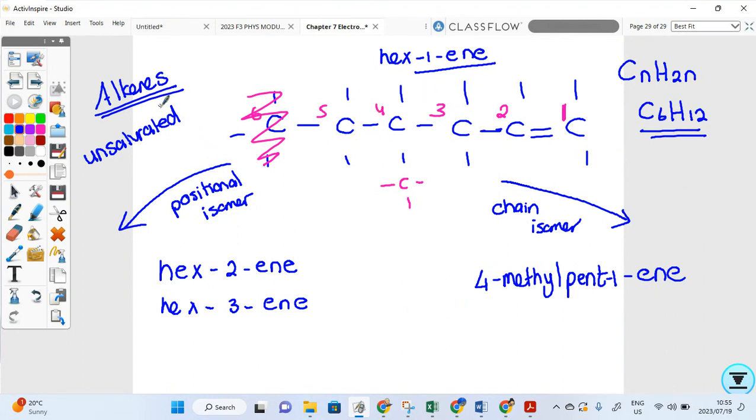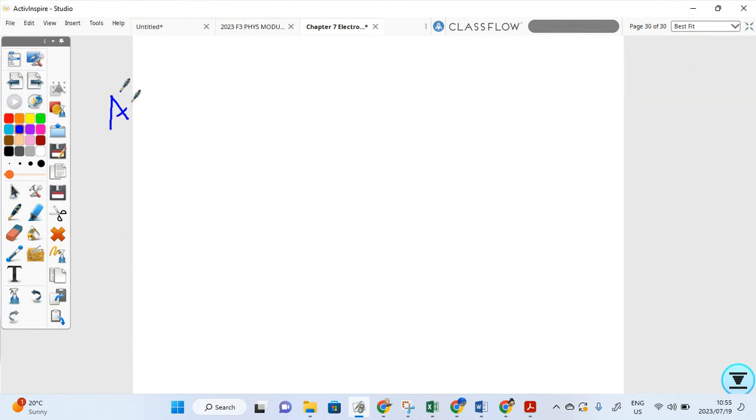So for alkenes, you can have positional or a chain isomer. Just remember positional, it's the position that changes. Chain, it's the chain that changes. Happiness so far? That's all you need to know about alkenes. The next one we did was alcohols. Again, what do we call this?